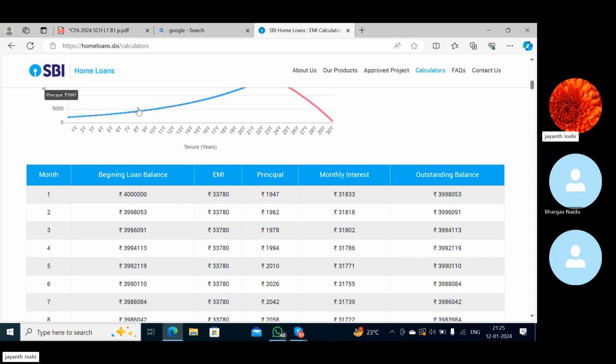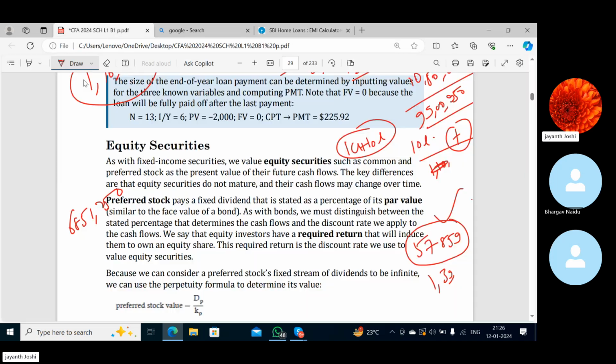They will be calculating the total interest and dividing by the total number of months. That's a complex calculation. So again 1962 is your principal. Again this will be subtracted from this and you get the outstanding balance here. Again this will be the next month's loan amount, the opening balance. Again you have to remove the principal and you get the outstanding balance. So in this way it will go on. This is called loan amortization.